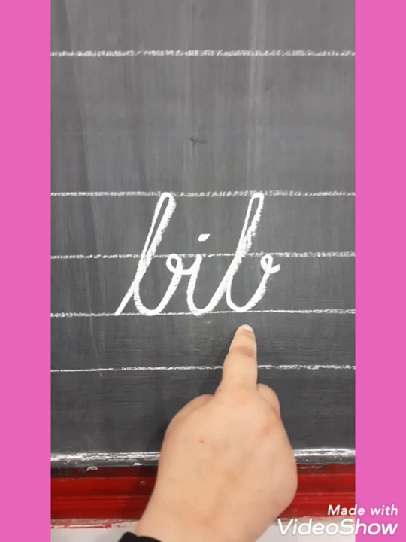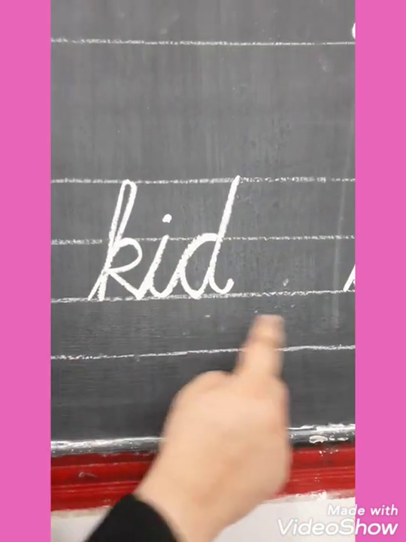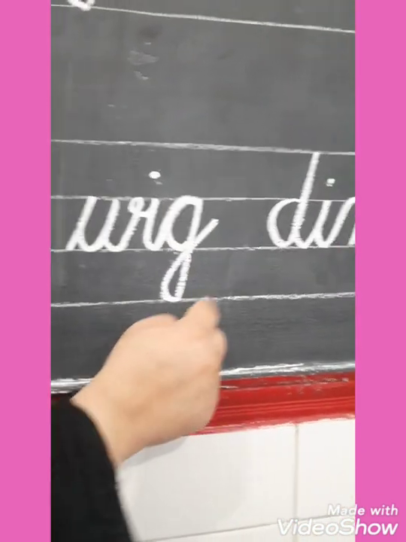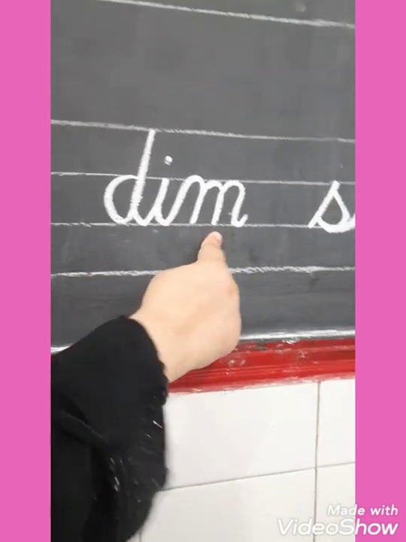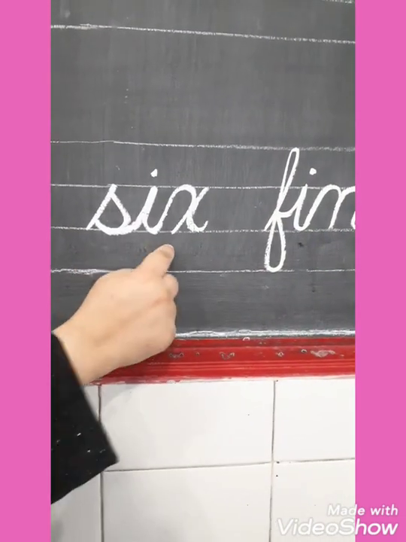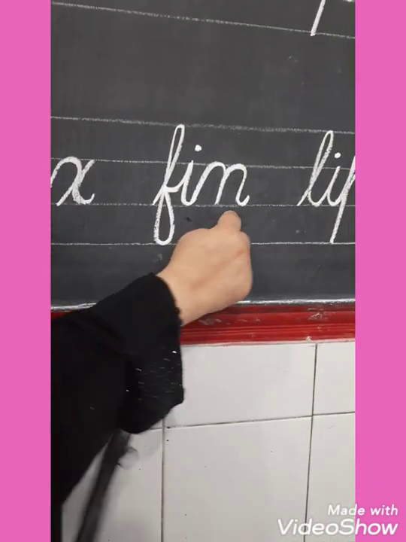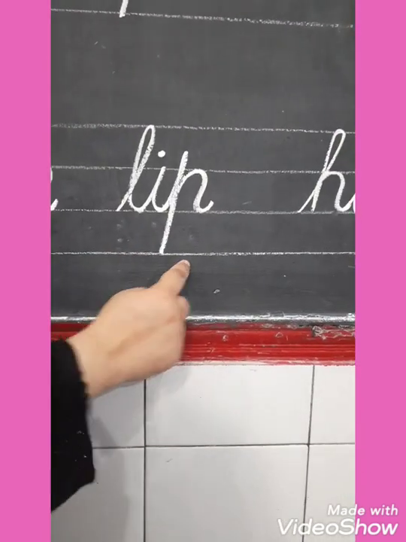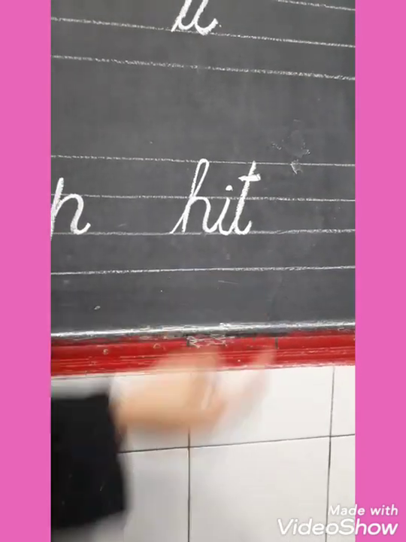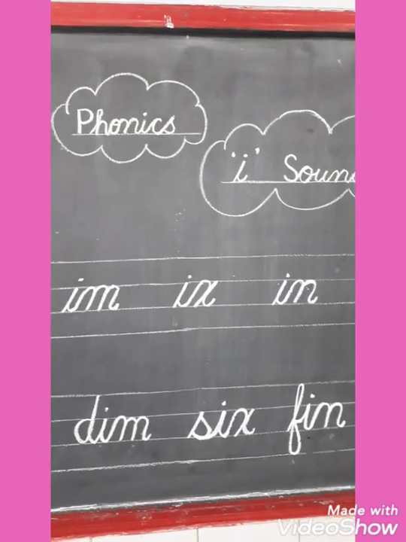B-I-B, bib. K-I-D, kid. W-I-G, wig. D-I-M, dim. S-I-X, six. F-I-N, fin. L-I-P, lip. H-I-T, hit. My dear students, with the help of sound you can read any word, okay?